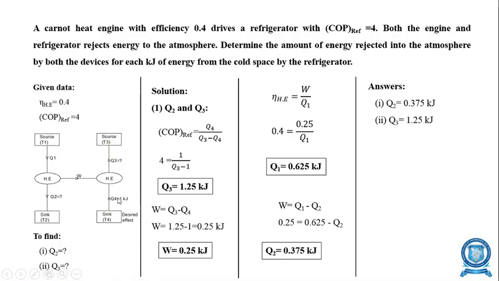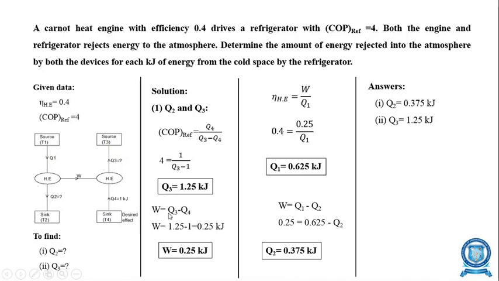Here we know the value of Q4. Q3 we don't know. By substituting this value, COP is equal to 4 is equal to Q4, 1, divided by Q3 minus 1. So therefore, only one unknown value called Q3. By substituting all those things, you will get 1.25 kilojoule as the heat rejected by the refrigerator, right? Then we are going to find the value of W. After finding the value of this Q3, we can find the value of W.